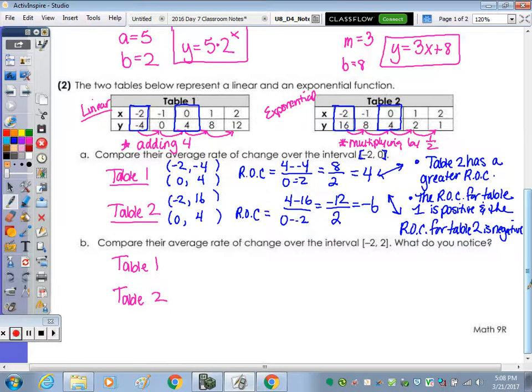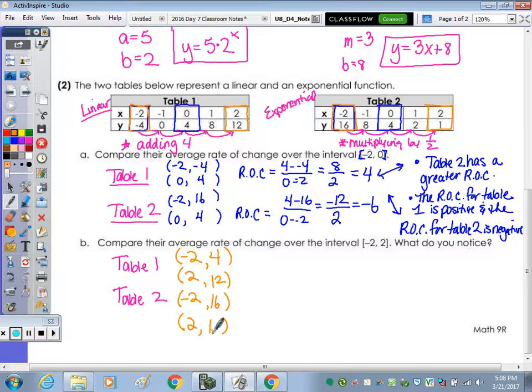All right, part B. We have a different interval, so I'm going to use orange since I was highlighting in the table. Our interval is from -2 to 2, so we're looking for those points that have an x value of -2 and 2 on both of those tables. We want to find the y value that goes with each of those points. So on table 1, when x is 2, once again we have a y value of 4, but this time when x is a positive 2, we have a y value of 12. On table 2, we're looking at the same x value of -2, which has a y value of 16. And then when x is a positive 2, we have a y value of 1.